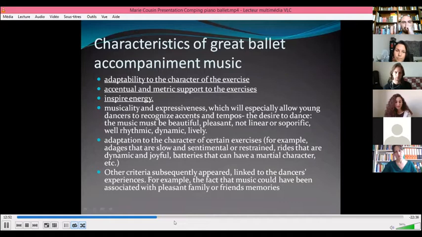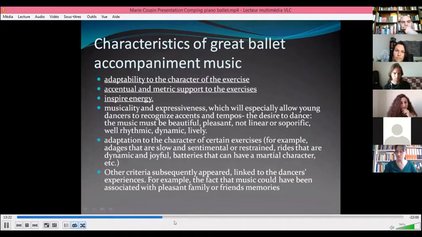What are the characteristics of good ballet accompanying music? The choice at first glance is made by the teachers according to criteria of pace and adaptability to the character of the exercise. Indeed, for the dancers, music is at the service of the movement and exercise. It will give accentual and metric support to the exercises and will inspire energy. Unlike the spectator, who will have the impression that the dancer is interpreting music, for the dancer, the movement is in the foreground.